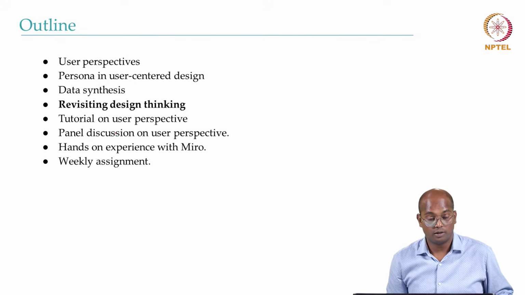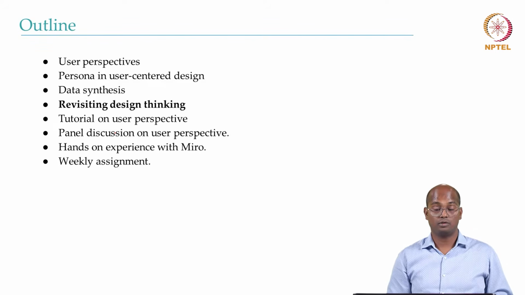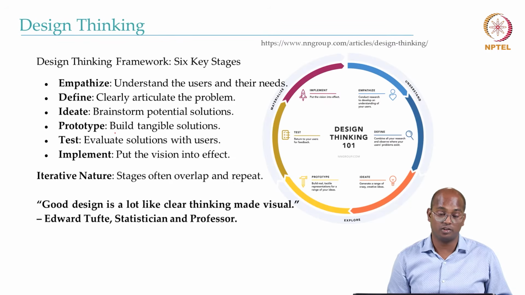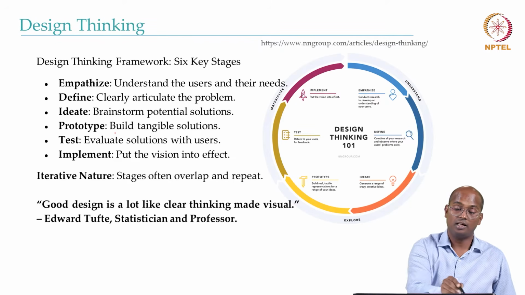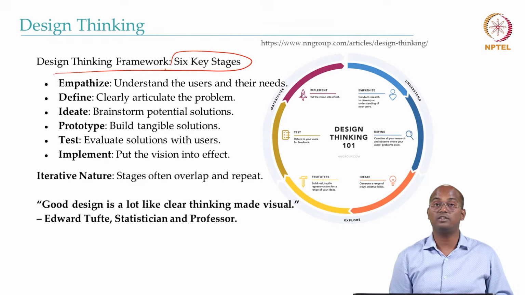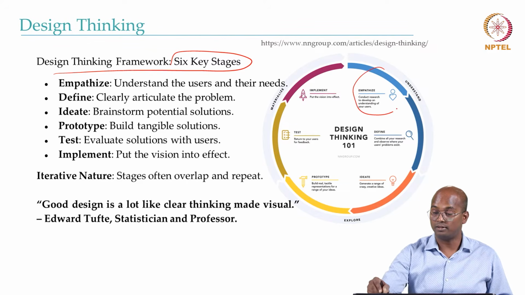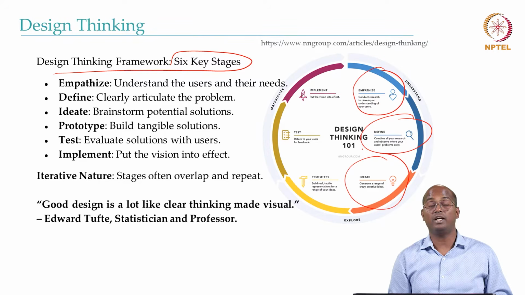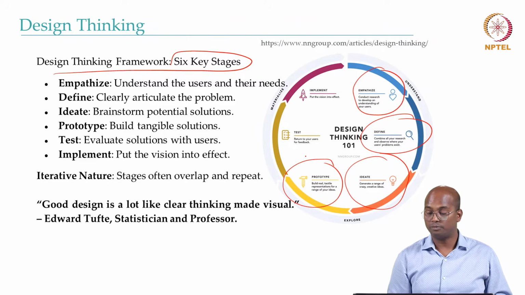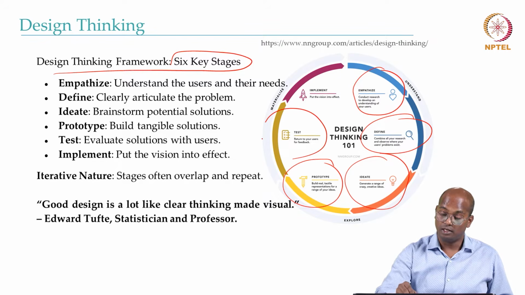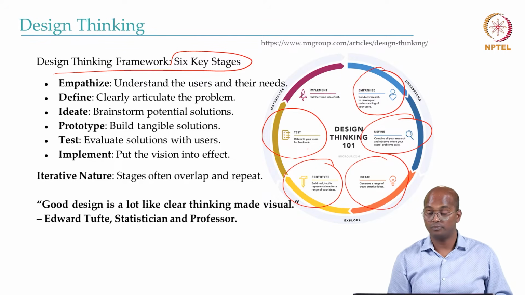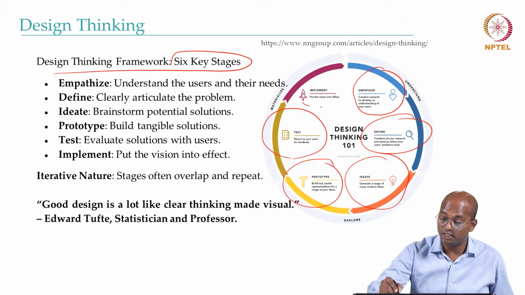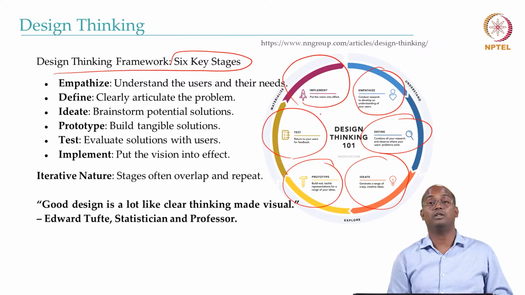Okay, so that was about data synthesis. So now let's revisit the design thinking that we discussed in the previous lecture. You recall, the design thinking framework involves 6 key stages. So that is empathizing with the user, defining the problem, ideating a range of creative ideas, building some prototype, and testing or validating the system that you have, and finally implementing, that is, put the vision into effect.